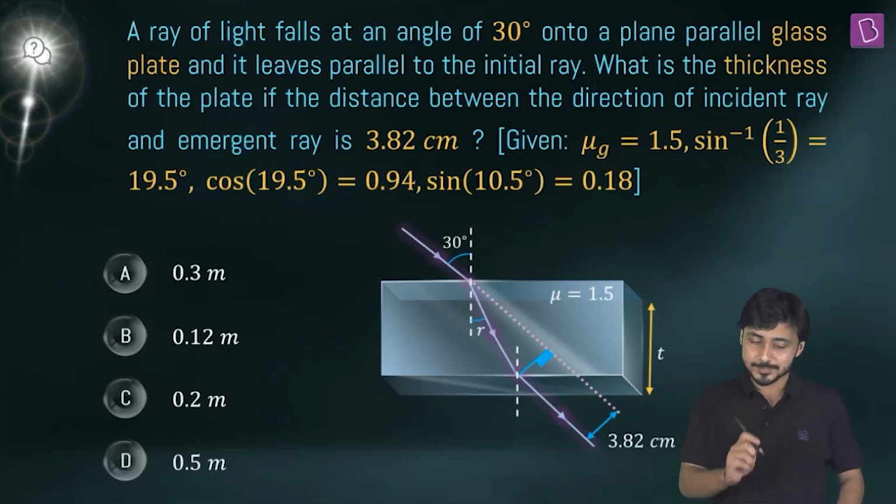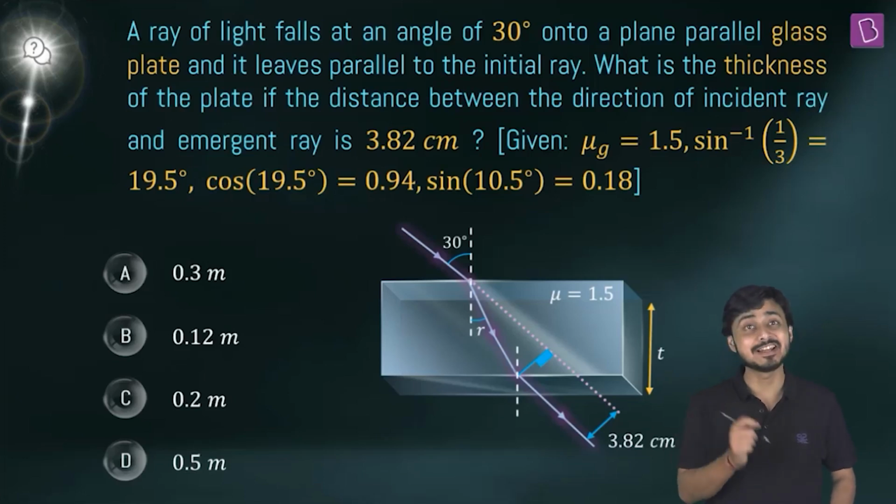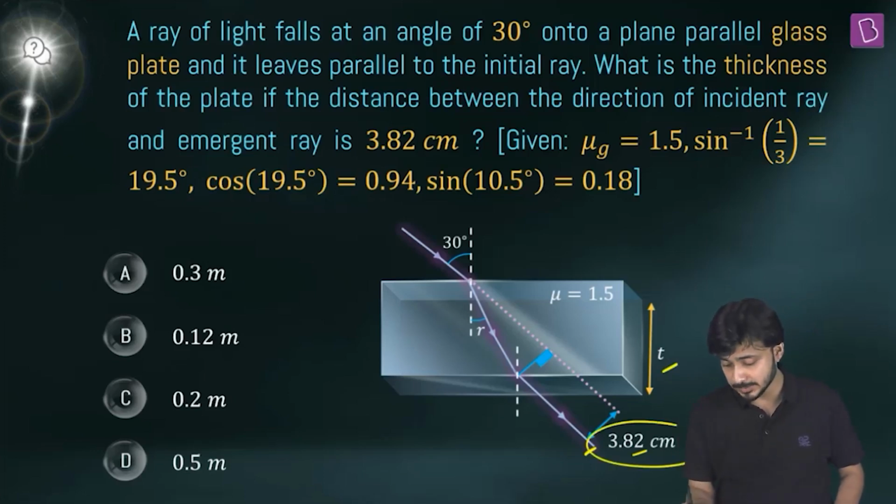So the statement is: a ray of light falls at an angle of 30 degrees onto a plane parallel glass plate. That's this 30 degrees. And it leaves parallel to the initial ray. Leaves parallel, so there will be a lateral shifting. What is the thickness of the plate? That's T. If the distance between the direction of incident ray and the emergent ray is 3.82 centimeter.